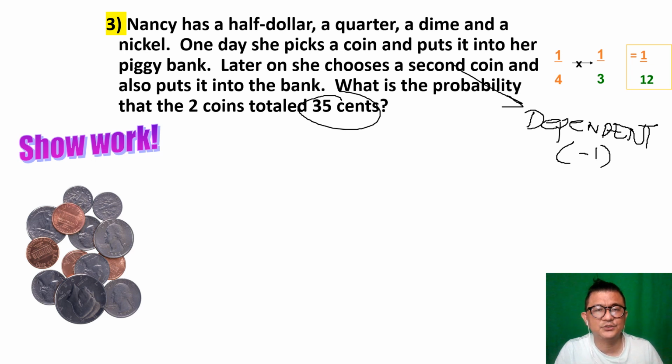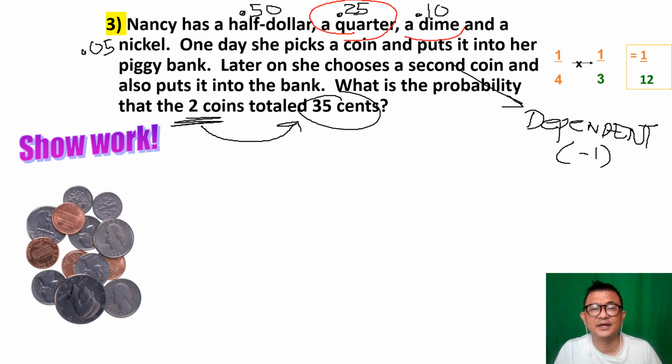Half dollar is 0.50. A quarter is 0.25. A dime is 0.10, and a nickel is 0.05. So which two coins will give me 35 cents? A quarter and a dime. Okay, so let's do the probability of getting a quarter.